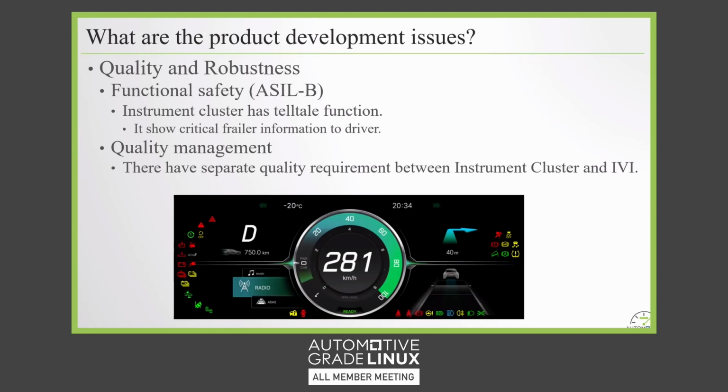What are the product development issues? That answer is the quality and the robustness. Typical instrument cluster requires the functional safety ASIL B, because instrument cluster has telltale functions and it shows critical failure information to driver. Next point is the quality management. They have a separate quality requirement between instrument cluster and IVI.